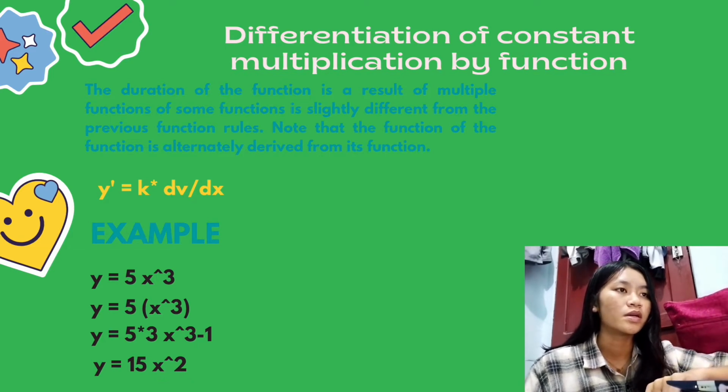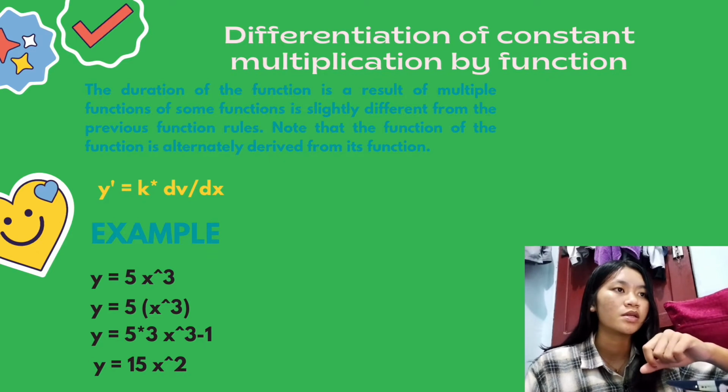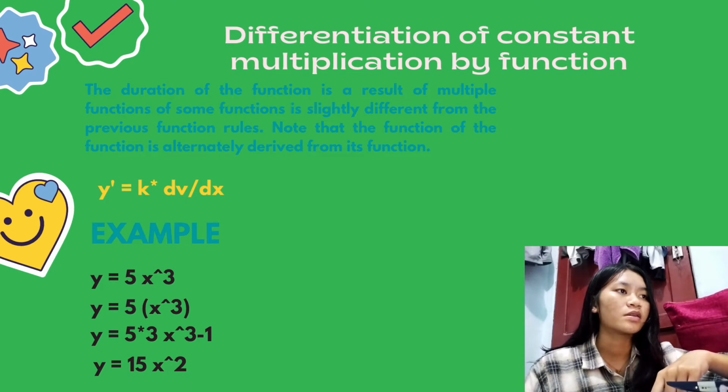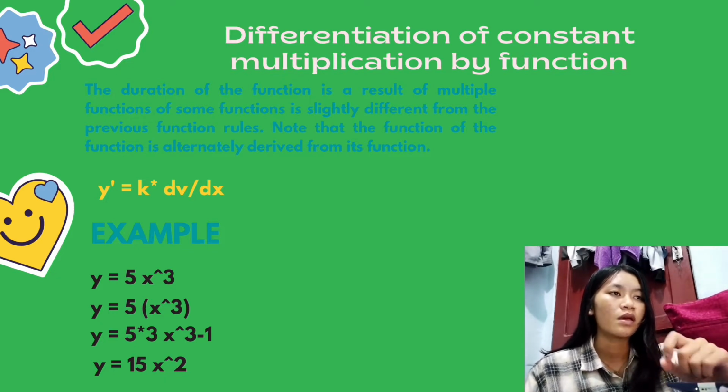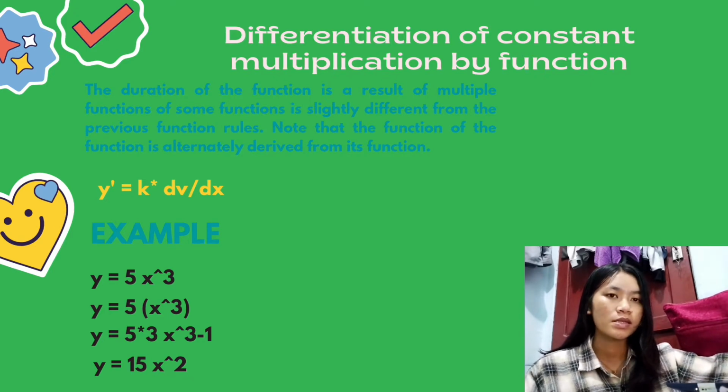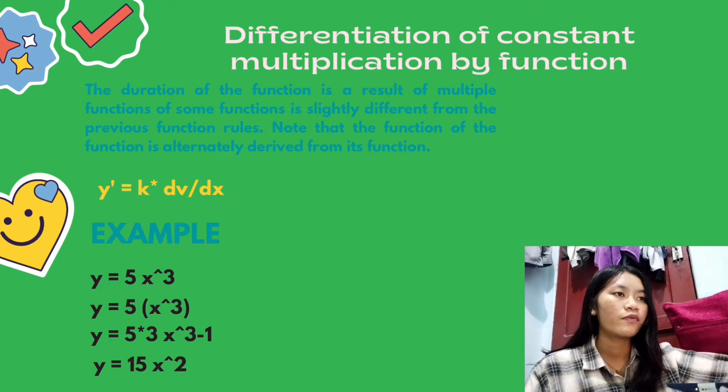In contrast, the differentiation of two functions multiplied uses the product rule, which is reflected in the formula: F of x equals u of x times v of x, F prime of x equals u v prime plus u prime v.